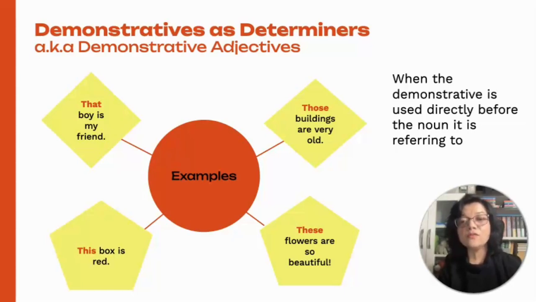Next we have "those buildings are very old," where the demonstrative those is used right before the noun buildings, describing it and functioning as a determiner or a demonstrative adjective to the noun buildings. Next we have "these flowers are so beautiful," where the demonstrative these is used right before the plural noun flowers, thereby describing it, which flowers, these flowers, and functioning as demonstrative adjective or determiner to the plural noun flowers.